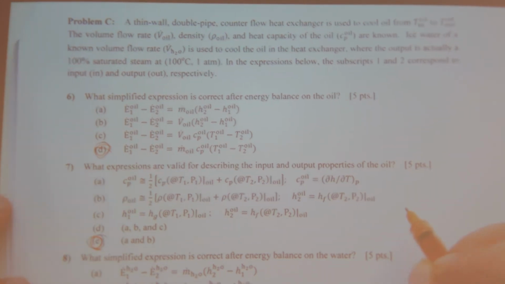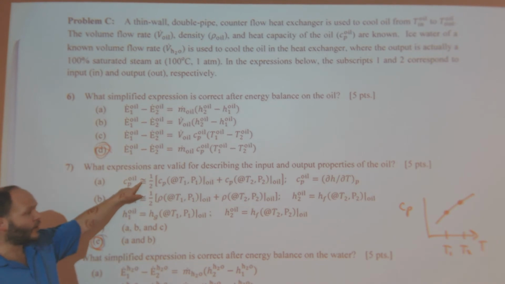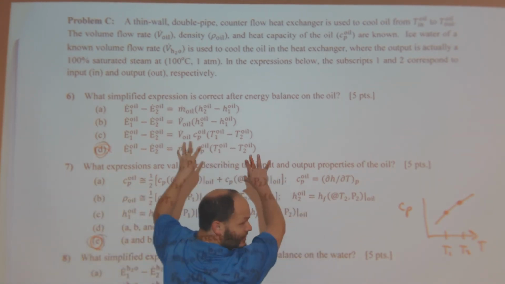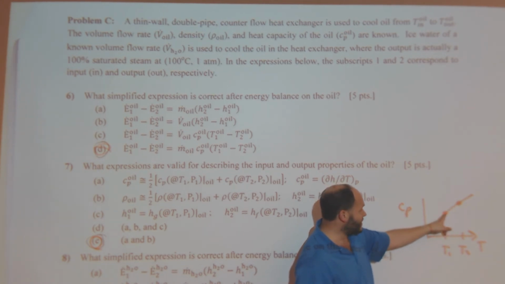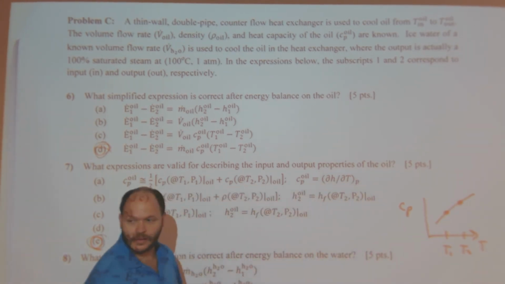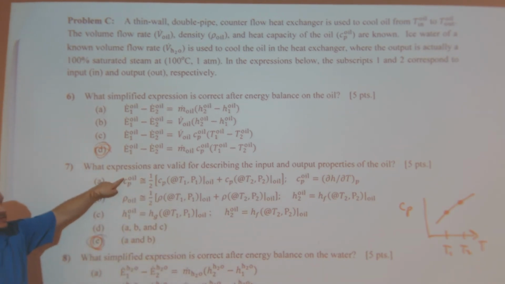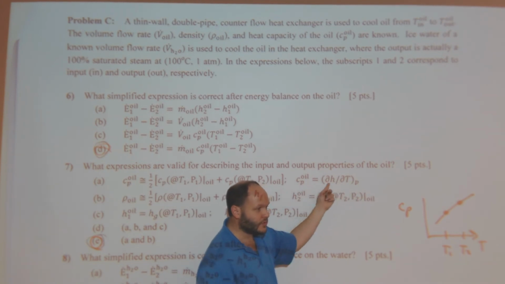So if I plot Cp as a function of T, it does something like this, and this is T1, and this is T2. I'm just saying the Cp of oil in this type of situation is approximately the average value. This plus this divided by 2 gives me that. So this is a valid statement. And then the heat capacity of oil, this is definitely true, right?